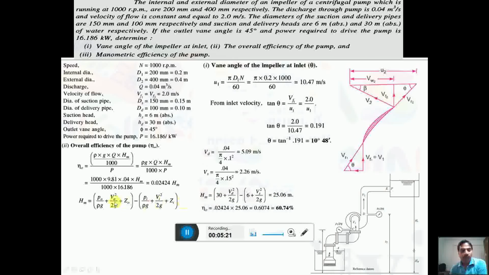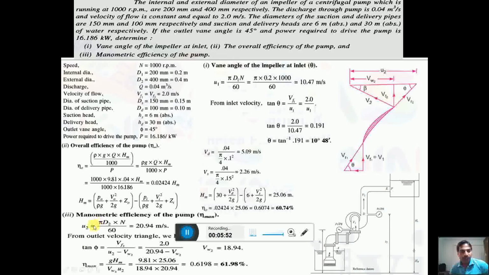Yeah, one more thing, pressure at outlet and pressure at inlet is given to us as, here you can see, 6 meter and 30 meter absolute of water. So head is given in water, so simply we have to note it down here, and we have calculated these values here. Now next one is manometric efficiency.